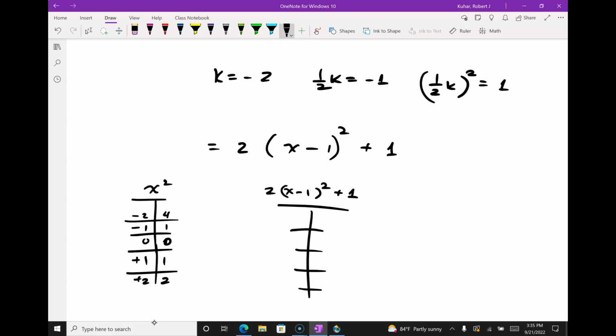Subtracting 1, right? Which means adding 1. So my x's become minus 1, 0, 1, 2, and 3. Nothing else is happening on the inside. You know what I mean? Inside the parens, right?